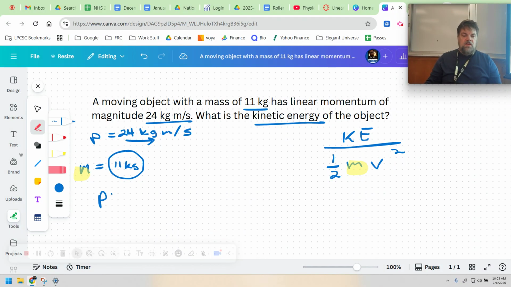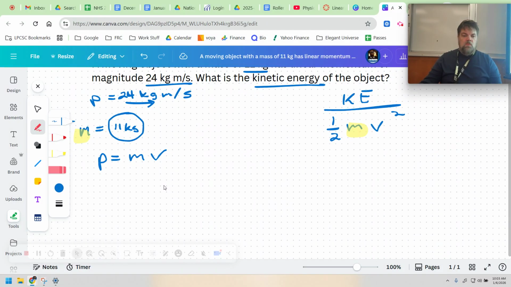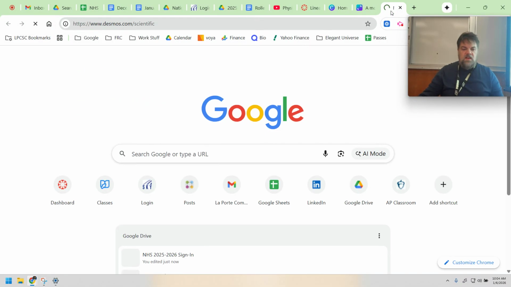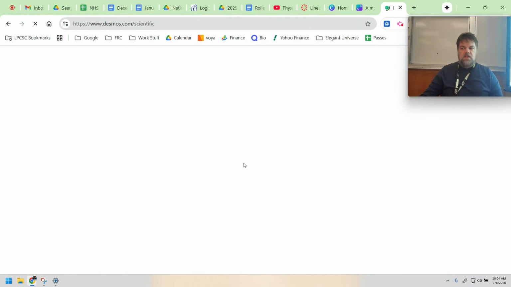So remember that momentum is the mass times the velocity. Well, I know that my momentum is equal to 24. I also know that my mass is 11, and my velocity I don't know. But if I divide both sides by 11, I'll find out what my velocity is. So I'm going to open up another tab here in Desmos, and I'm going to take 24 and divide it by 11.